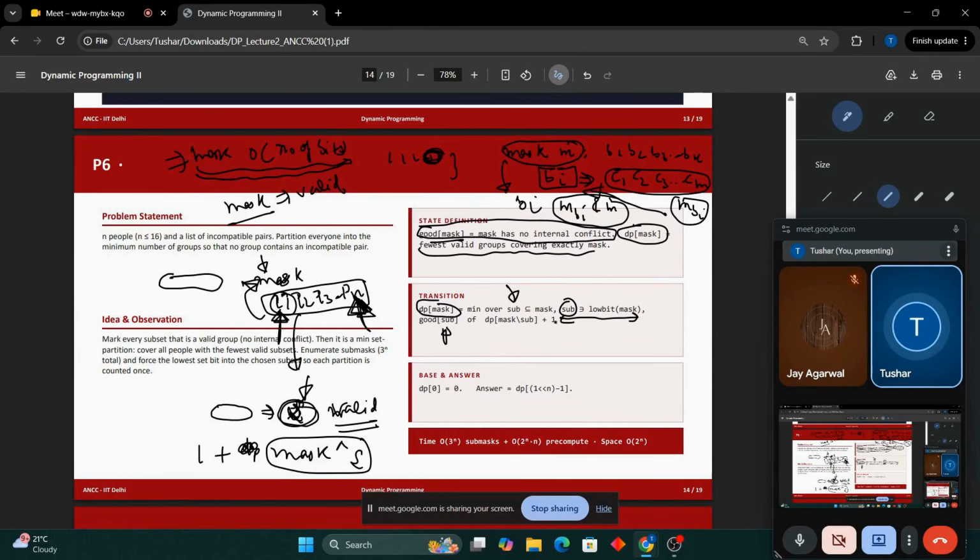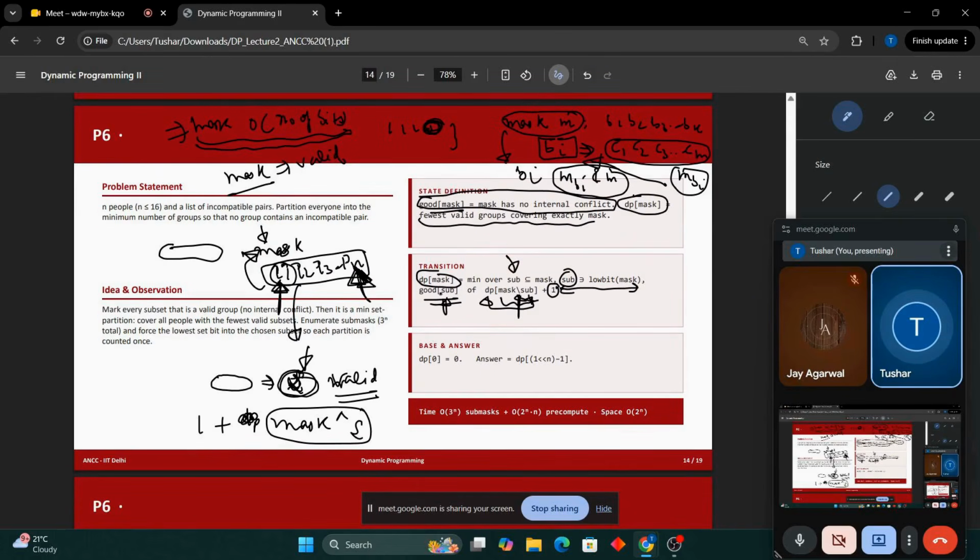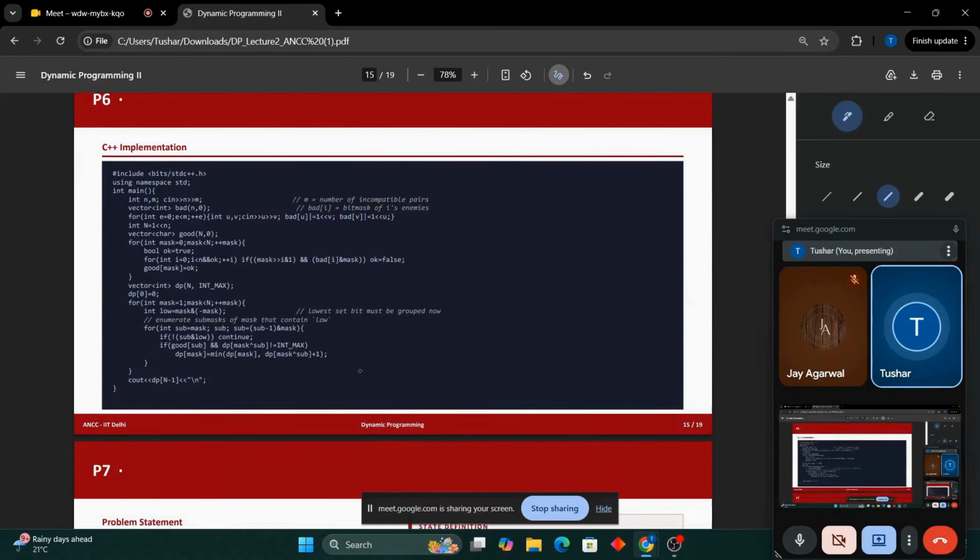If that is good, then we have one group for those persons which are in this submask, and for the remaining persons, we have already computed the minimum number of groups. That's why we need to iterate over the submasks of a particular mask, and we can't just naively do 2 to the n into 2 to the n, 4 to the n. That would probably lead to a TLE for n equal to 16. That would be 2 to the 32, which would be too large. So we can't just iterate over all the masks and then again iterate over all the masks and check if this is a submask of this mask or not. We have to do this in this way only.